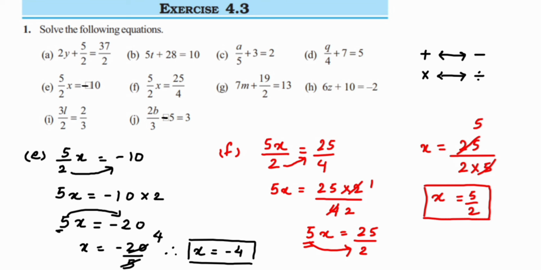Then the next one, we have the G problem. So problem number G is 7m plus 19 upon 2 is equal to 13. Let's solve this.